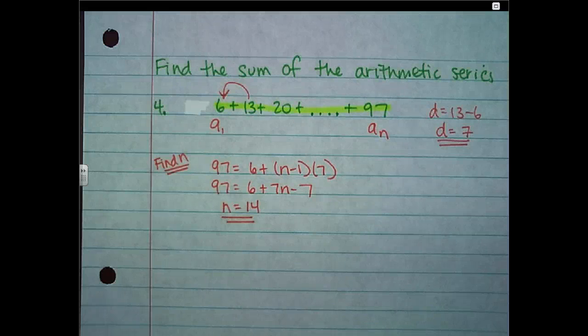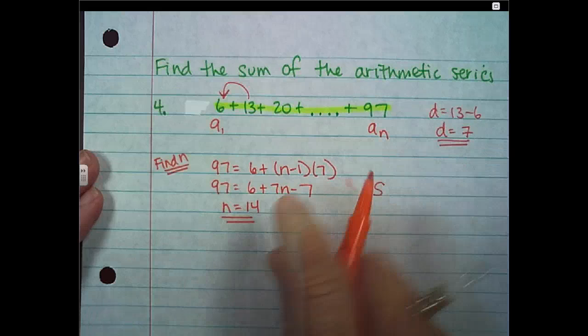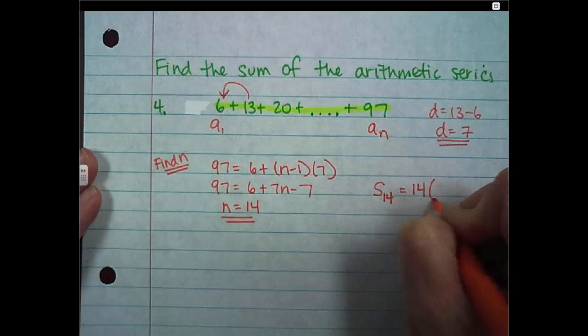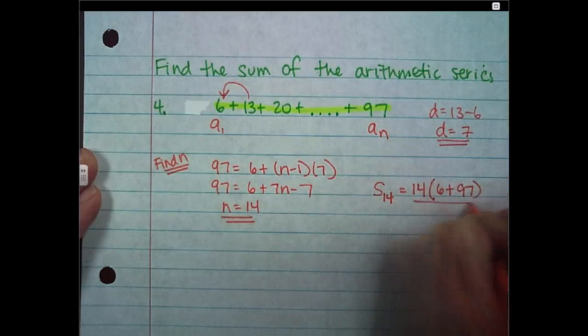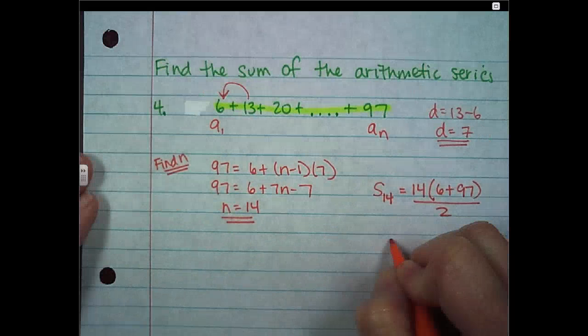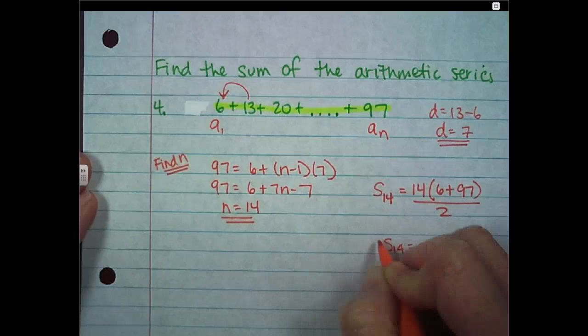Okay, now once I have found n, what am I going to do next? Take n and what? Now I'm going to use, what was the actual directions? Anybody remember? To actually find the what? Sum. Okay, so the summation formula says S sub 14. So the sum of the 14 terms I'm looking for is 14 times 6 plus 97 divided by 2. So the sum of the 14 terms I need is 721.